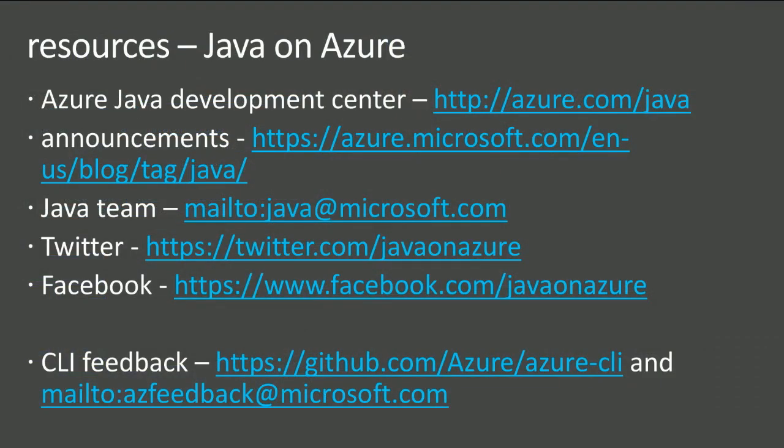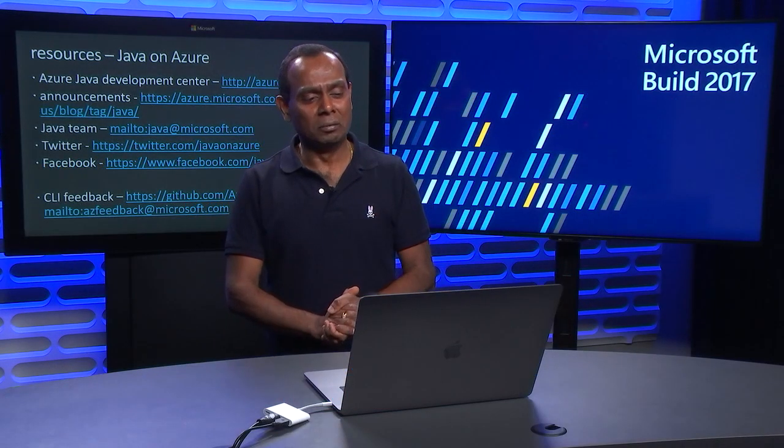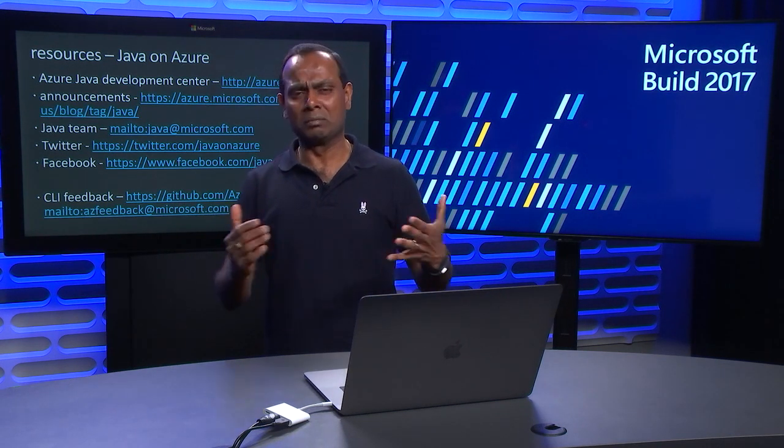And for more resources, you can go to the Dev Center, you can listen to our announcements, or just send a mail. The best way to reach us is just say java@microsoft.com, right? I've also given you the CLI link here. You can install the CLI and provide the CLI team with feedback. They have some amazing command line for you.